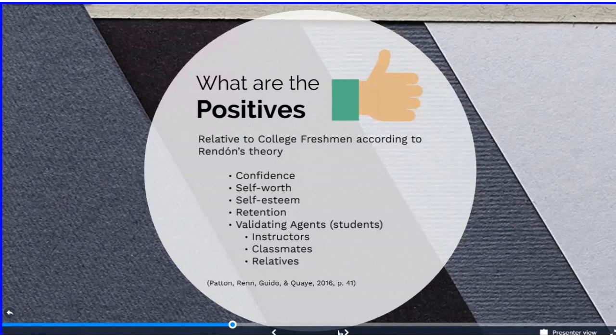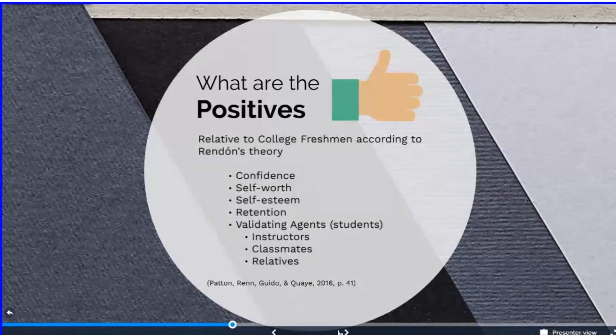They are competing against other universities and they want to figure out ways to hold students to their school, or keep students at their school. So the big thing is retention. Also, another thing that Rendon mentions is the validating agents that they have. So instructors are those types of agents that can help validate them within the classroom, even their own classmates, other students, organizations, relatives, things of that sort that help keep them validated as they go through their first year.